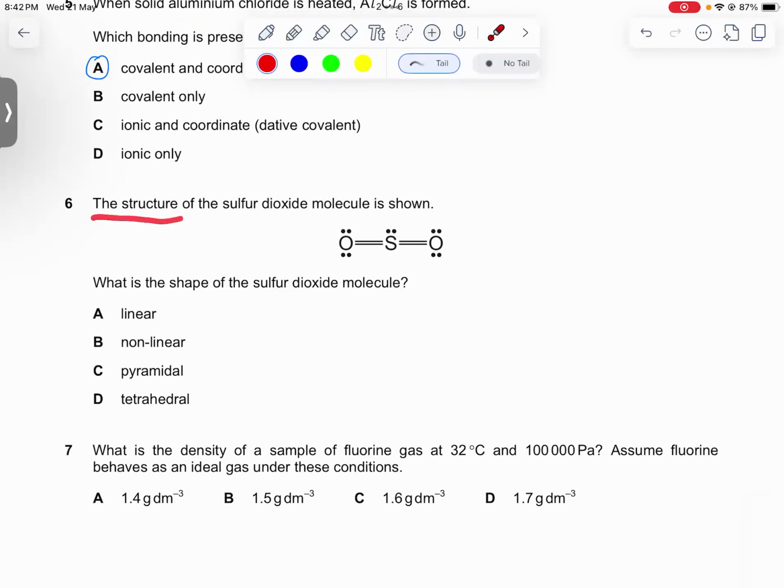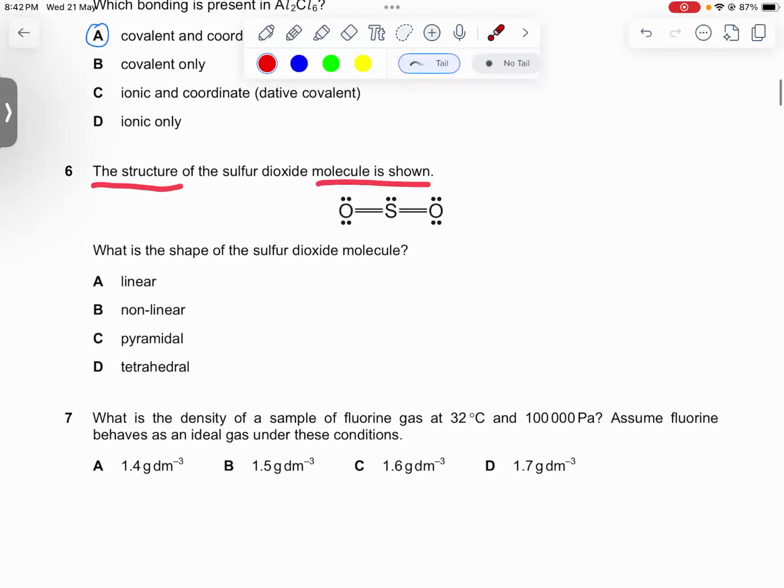Next question, the structure of a sulfur dioxide molecule is shown. What is the shape of the sulfur dioxide molecule? How would we know? Look, sulfur dioxide, as you can see, contains two double bonds and a single lone pair, right? It doesn't contain two lone pairs. It contains a single lone pair and it is bonded to two atoms. So it can't be completely linear because of the presence of the lone pair. If there was no lone pair, then we could say that it is linear, but this can't be linear. So it would have to be non-linear, meaning it has some angle between the bonds.